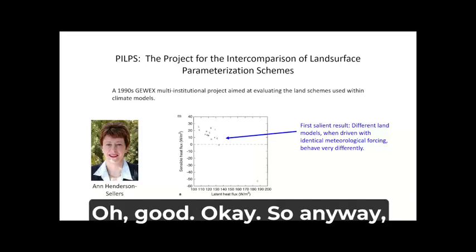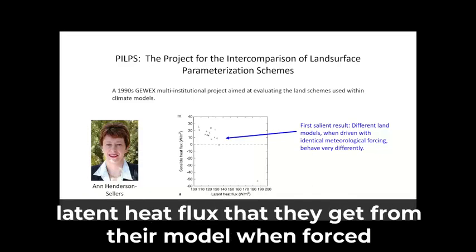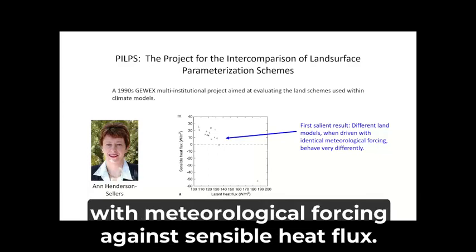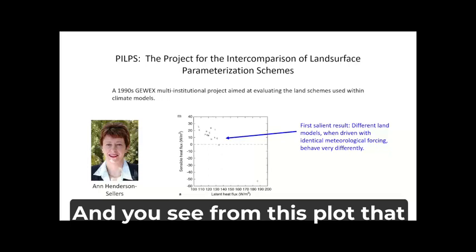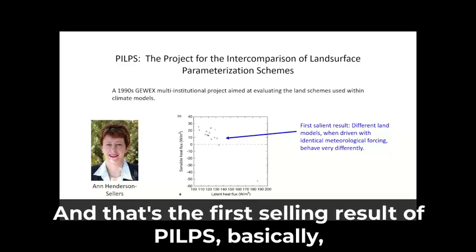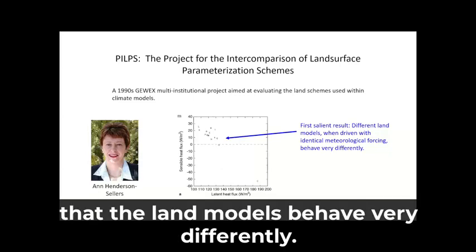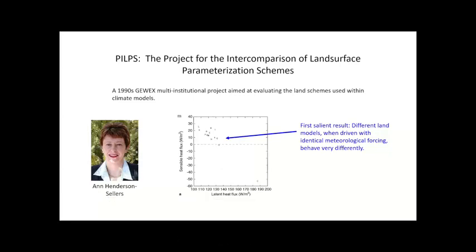Oh, good, okay. So anyway, what they did was they had all these land models plot the latent heat flux that they get from their model when forced with meteorological forcing against the sensible heat flux. And you see from this plot that there's a wide disparity in how these land models performed. That's the first salient result of PILPS, basically: this intercomparison experiment showed that the land models behave very differently.